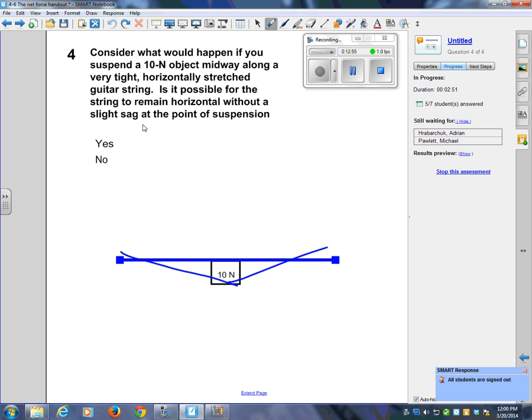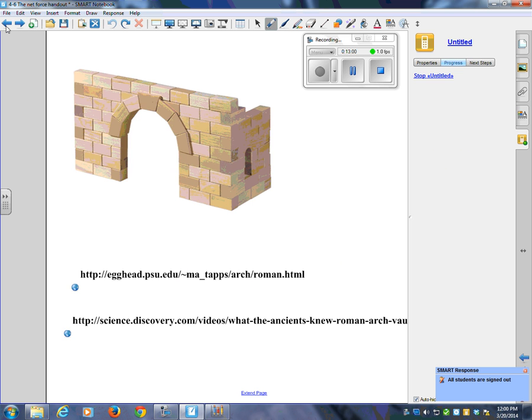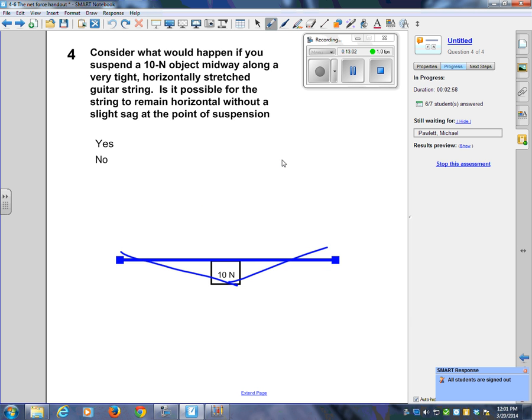Is there a Y and an N button? Oh, there you go. Mike, we're waiting on you. There we go, I clicked the button. Excellent. Yay, everyone got it right.